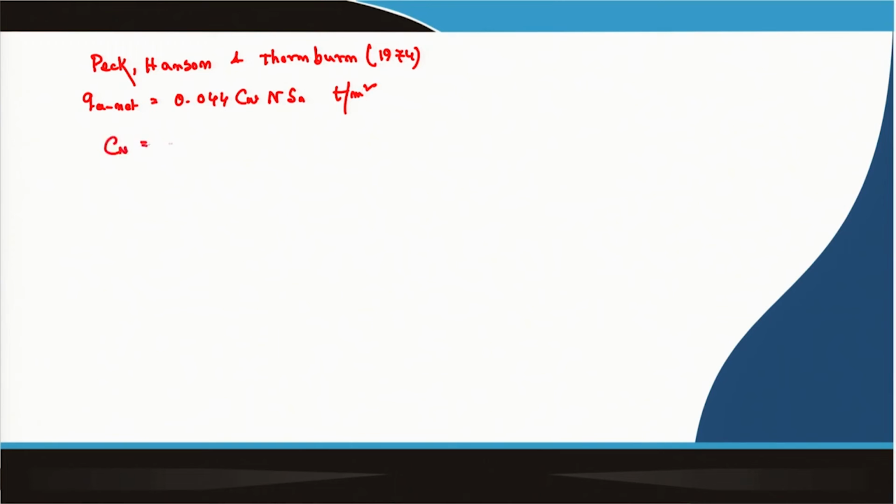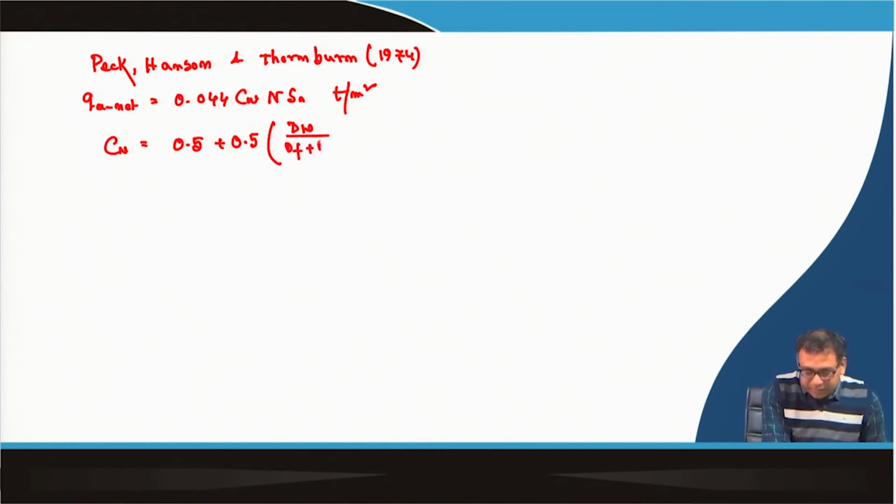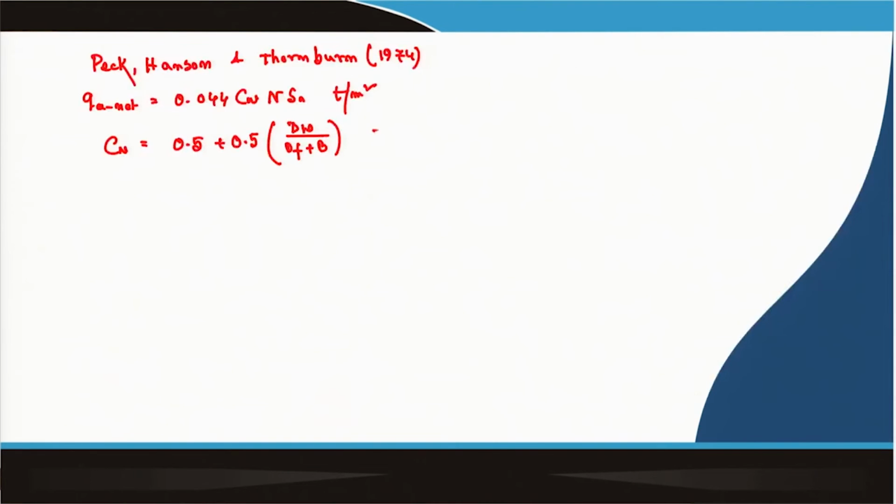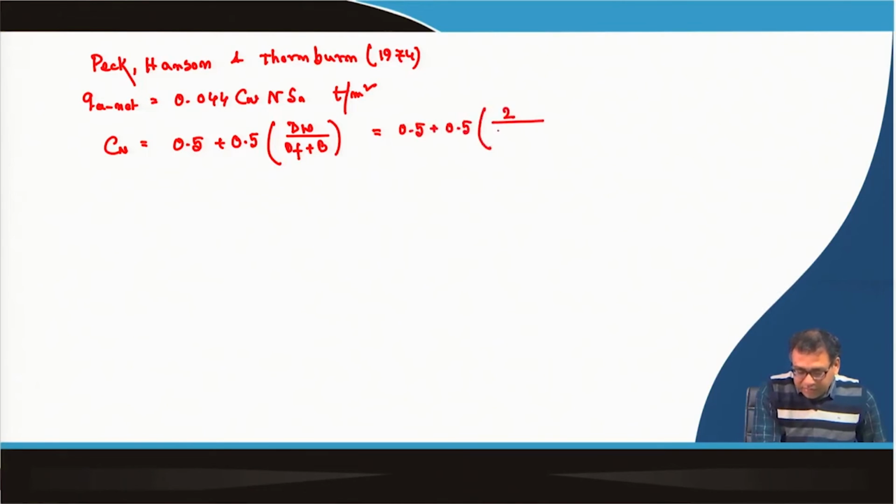Now, Cw is equal to 0.5 plus 0.5, and this is your dW, and then dF plus B, where now the dW is this position, that means the position of the water table from the surface. So, dW is equal to 2 meter. So, I can write 0.5 plus 0.5 times 2 meter over 1.5 meter with a foundation also 2 meter.